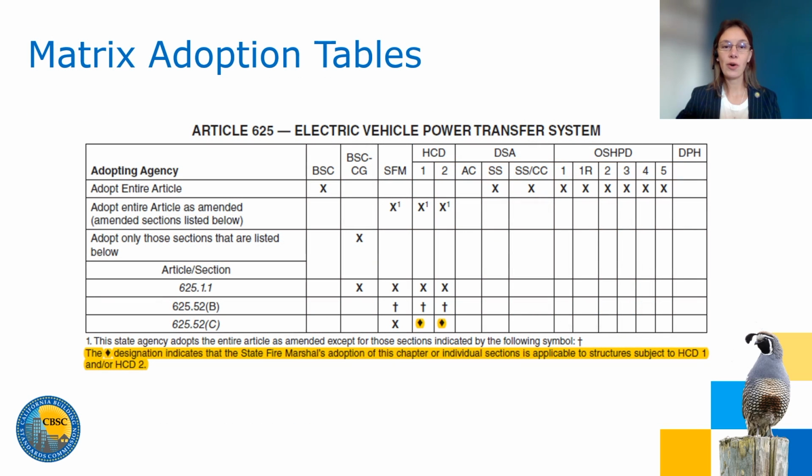In addition to knowing the symbols and acronyms in a matrix adoption table, users should always check the notes below the table, if there are any, so applications of these sections are fully understood. For instance, in this table from the California Electrical Code, a diamond shape is used to indicate SFM adoptions for HCD 1 and HCD 2 occupancies.